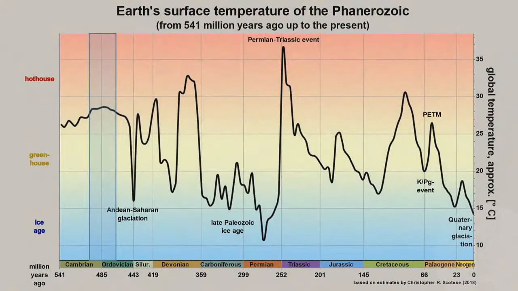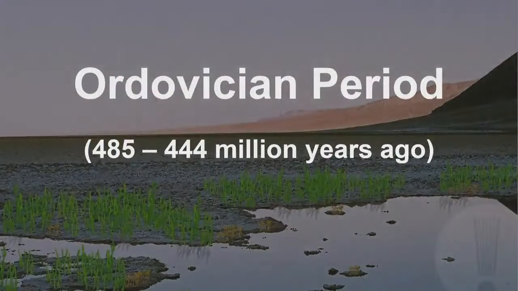So it became warmer towards the end of this period. The glaciers receded and eventually disappeared. Sea levels rose dramatically, and this trend would continue into the Ordovician period, which is our next period, 485 to 444 million years ago.